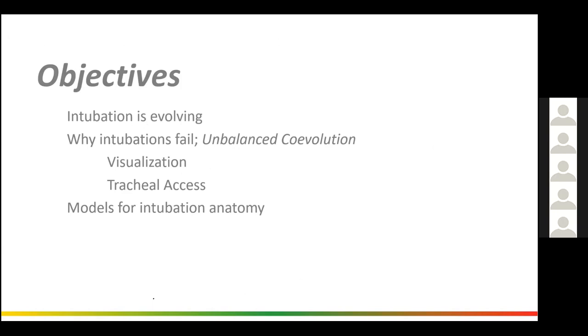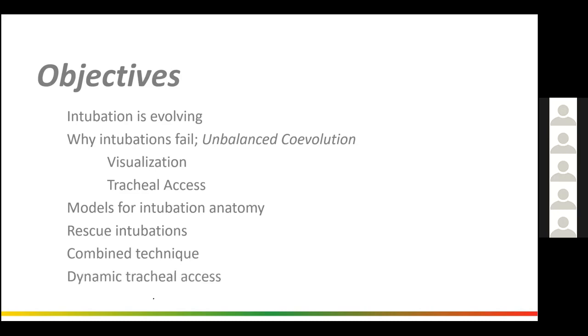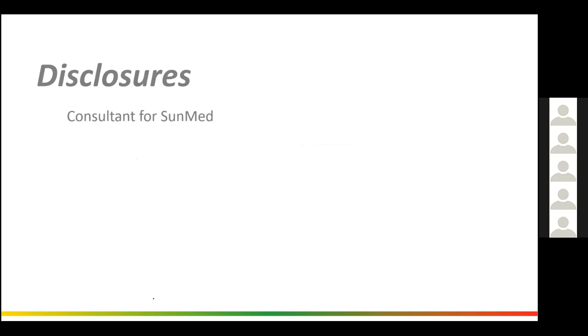Models for intubation anatomy. We're going to go through how that's changing with the introduction of video laryngoscopy. And then we're going to talk a little bit about rescue intubations, because those are really the hardest intubations we do, for reasons I'll make clear later. And we'll talk about combined technique, when we use dynamic stylets or a fiber optic bronchoscope with a video laryngoscope. That's called combined technique, and we'll talk about that, and dynamic tracheal access.